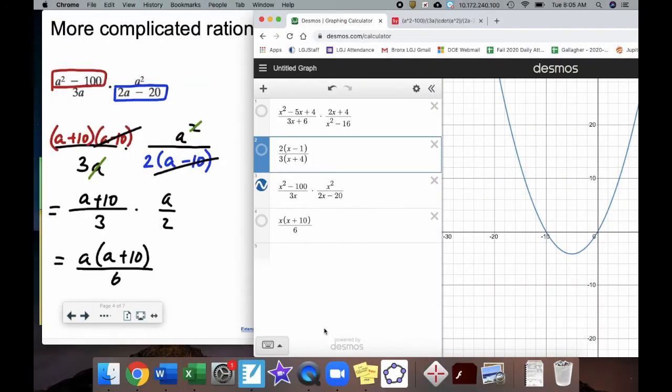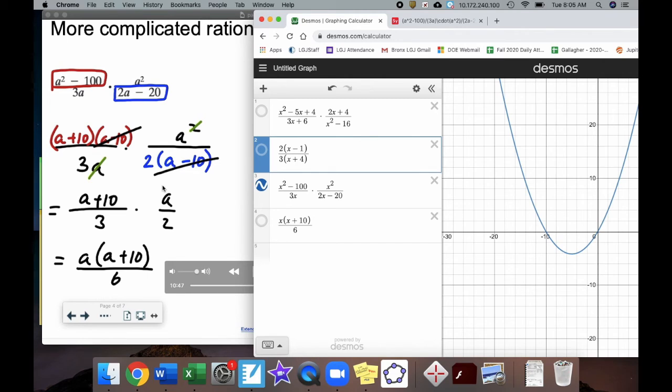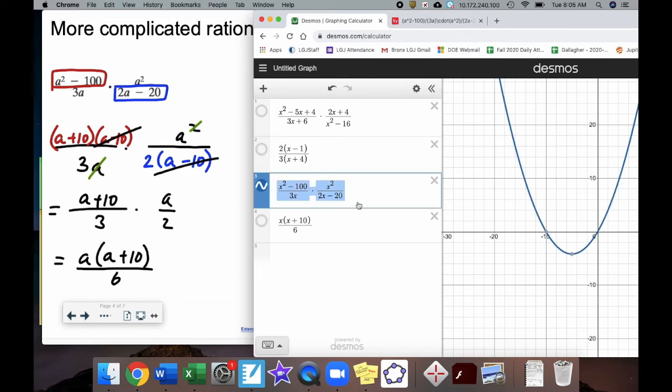Let's check our work using Desmos. I'm going to check this one over here first, the first one we did. You'll notice that I plugged the first expression into Desmos. I replaced A with X, so it actually graphs out. If you don't replace it with X, you're going to get something saying insert slider. You don't want that. If I plug in my simplified form, it's the exact same thing. They're in the same area, so I'm good.